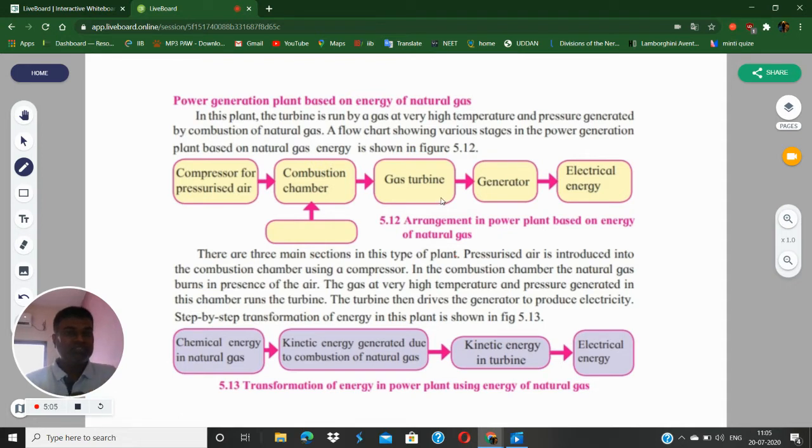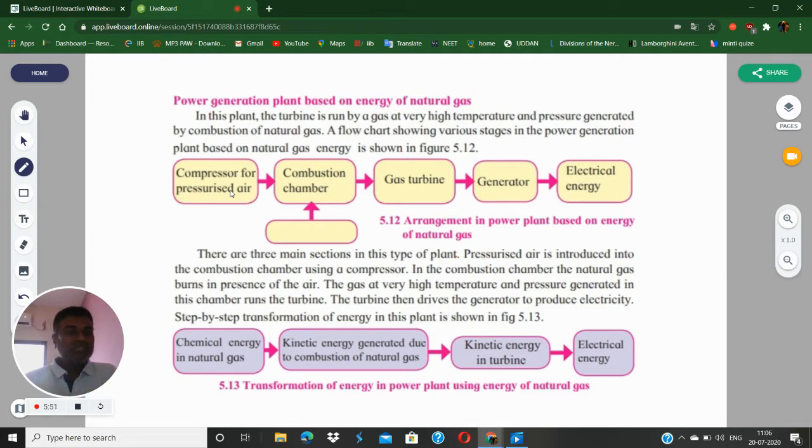There are many sections here. First, pressurized air goes from the compressor into the combustion chamber. In the combustion chamber the natural gas is burned, methane is burned. When the gas burns in the presence of pressurized air, the gas attains a very high temperature and pressure. This runs the turbine; the turbine starts to run, to drive.